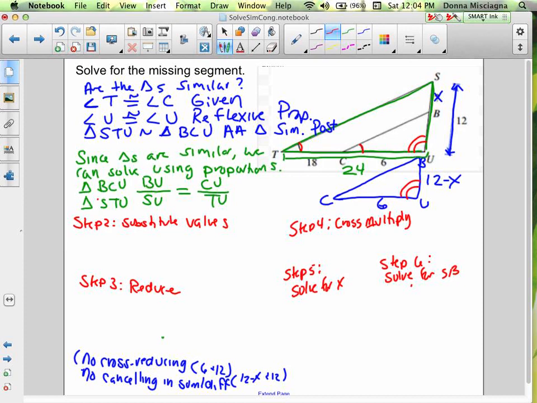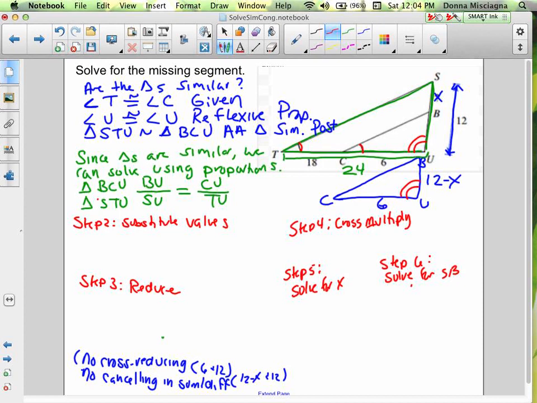Here we can see BU and CU, they come from triangle BCU. SU and TU, that comes from triangle STU. And BU goes with SU, and CU goes with TU. And that's a lot of U. All right, so we'll substitute now.